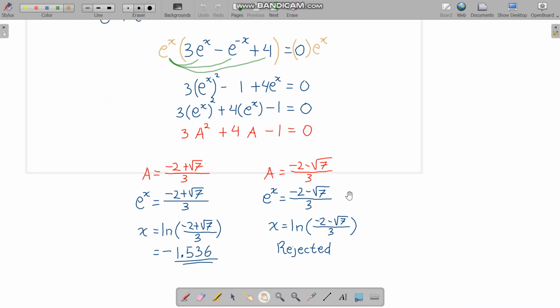And this is rejected because if you try with your calculator, you'll get a math error. Impossible. For ln, something negative. The argument cannot be negative.